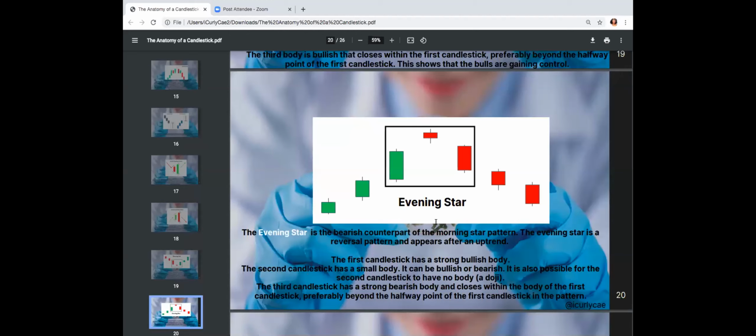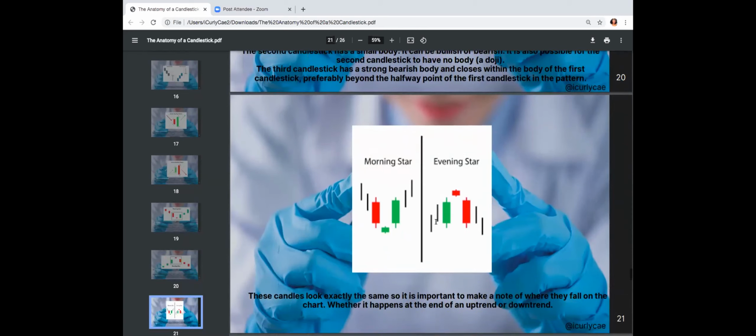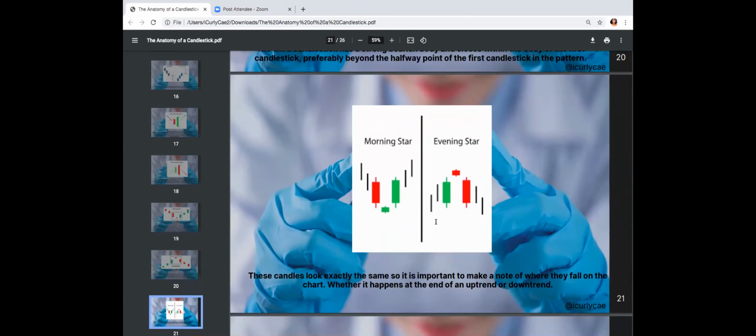The first candlestick has a strong bullish body. The second candlestick has a small body. It can be bullish or bearish. It is also possible for the second candlestick to have no body at all, just like the previous one. The third candlestick has a strong bearish body and closes within the body of the first candlestick, preferably beyond the halfway point, okay? Now, keep in mind that with the morning star and the evening star, it all matters where it falls on the chart. That's the biggest thing.